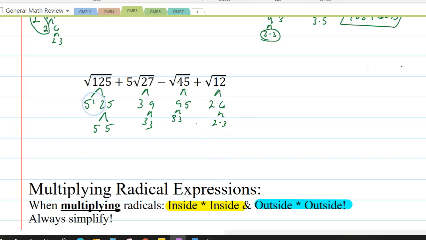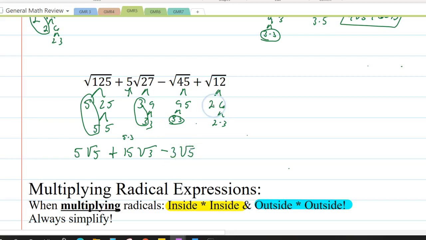So let's take everything out that we can. I have a pair of 5's and a 5 left over. That leaves me with 5 square root of 5. Plus, I have a pair of 3's, but don't forget your original 5. 5 times 3 is 15, because it was 5 times 3, with the square root of the 3, minus, don't forget to bring down your negative sign, I have a pair of 3's that can come outside, and a 5 left over. And last but not least, I have a set of 2's that can come out, and a 3 left over. So now you look for your like terms.